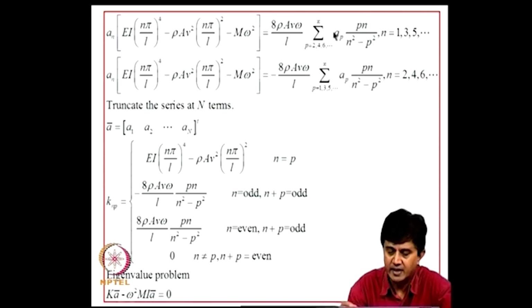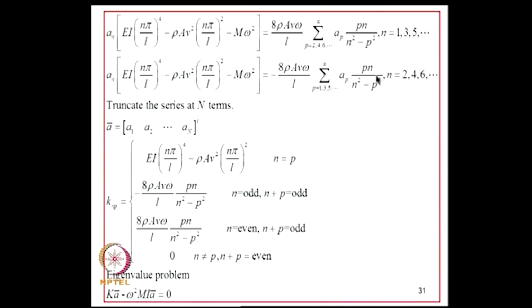For n odd I get this equation, for n even I get this equation. These are an infinite number of equations, there are an infinite number of terms. So for practical computation we truncate this at capital N number of terms. Suppose a bar is a1 a2 up to an, then I get k n p as this, and we can write the eigenvalue problem in terms of k n p as k a bar minus omega square m I a equal to zero a bar. I is the identity matrix, m is the total mass.